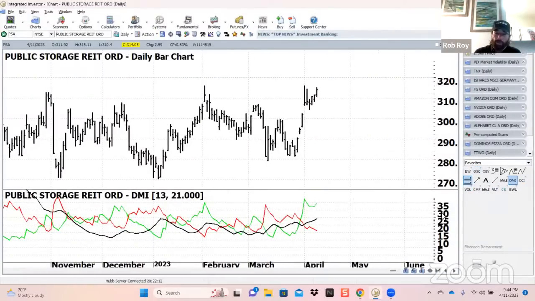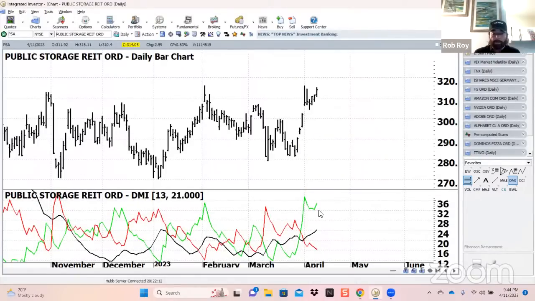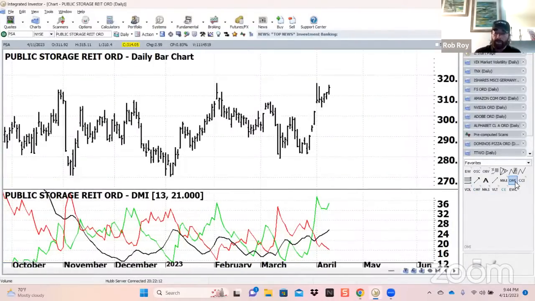Yep. So you can see that ADX, that's what you want to see. Positive directional indicator firmly moving to the upside, negative moving down. The ADX between the two, moving to the upside, above 20. Everything that you would want out of the DMI.